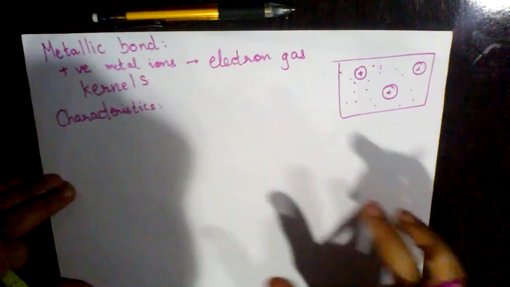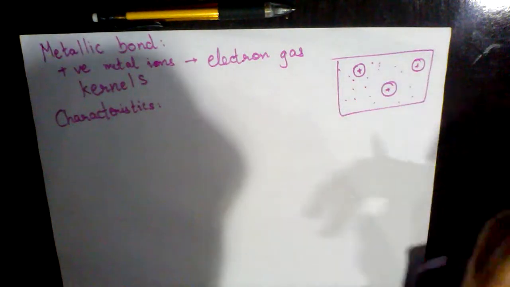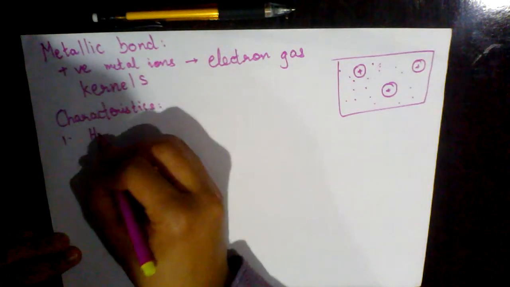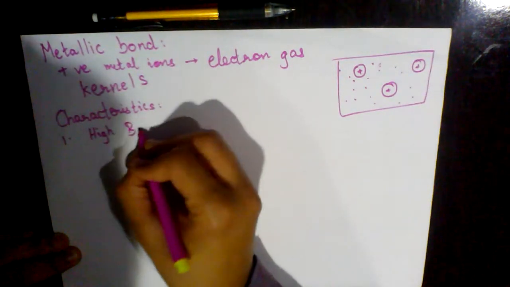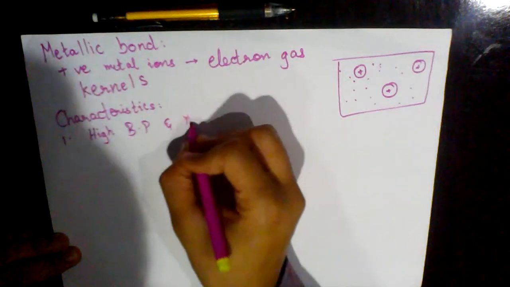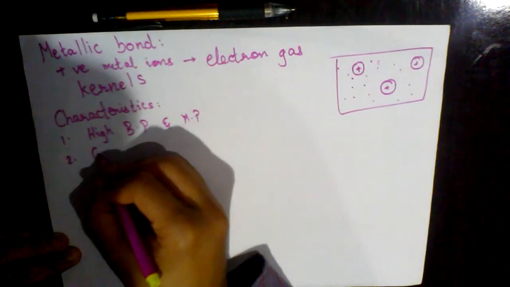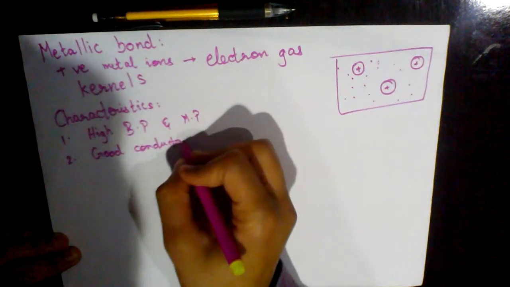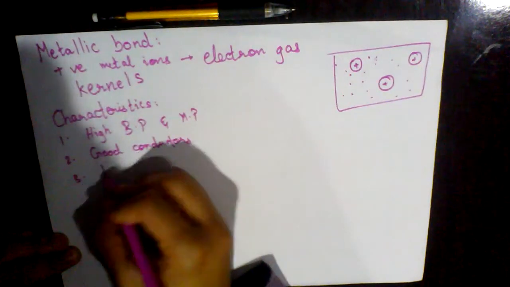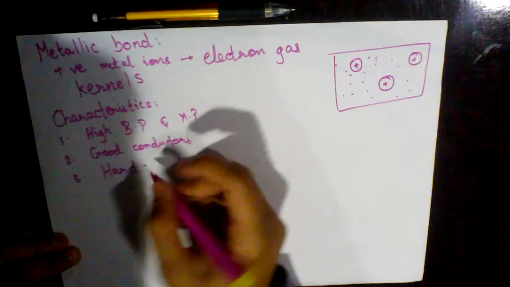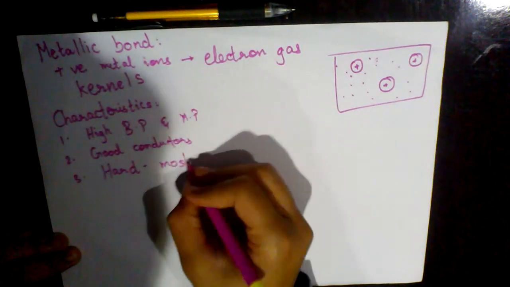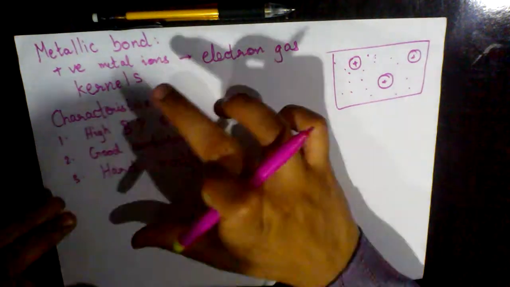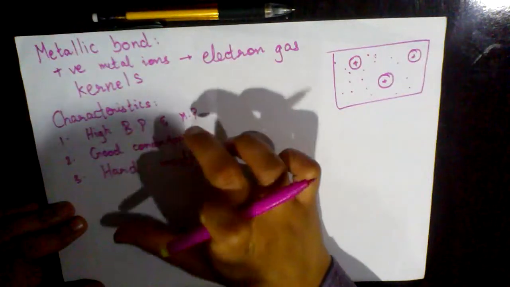The characteristics of metallic bond: the metallic bonds have characteristics similar to a metal. So that means they have high BP and MP. Secondly, they are good conductors of heat and electricity. And they are hard, mostly, because you know some metals are not hard. Now this is all that we have to know about the metallic bond.